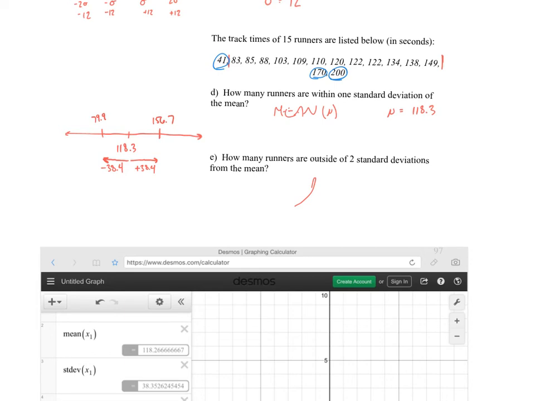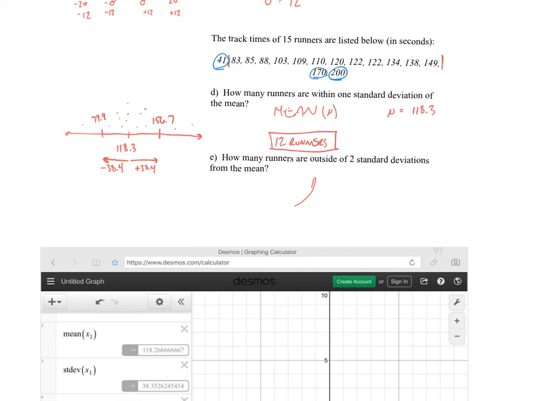So how many runners are within 1 standard deviation of the mean? Well, a way that I could look at this is, I can see all of my data points here are 1, 2, 3, 4, 5, 6, 7, 8, 9, 10, 11, 12 in here, and then I just have a few that are not, right? So how many are within 1 standard deviation? It looks like there are 12 runners that are within that 1 standard deviation of the mean, because they're inside that range. They all fit in there.